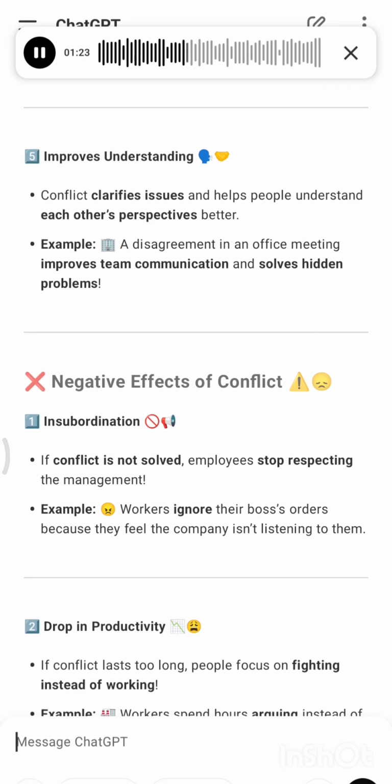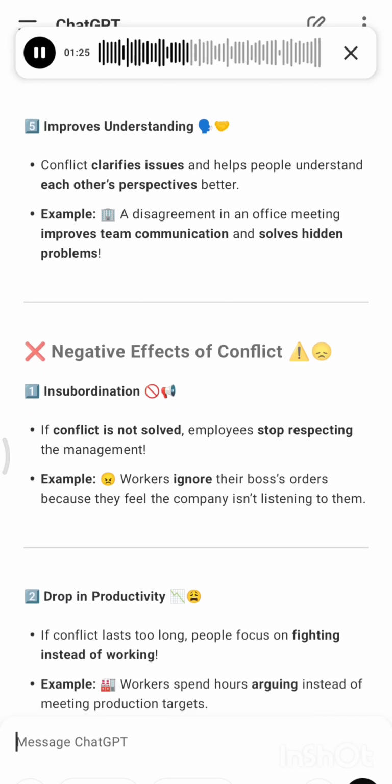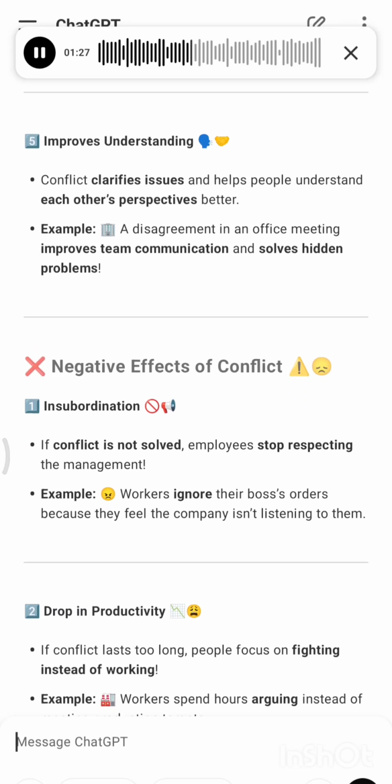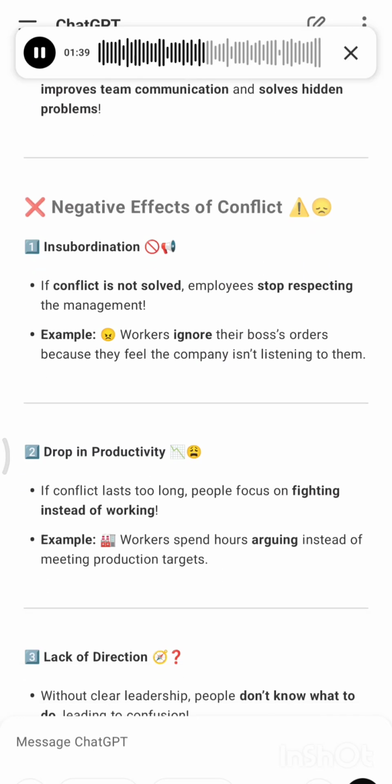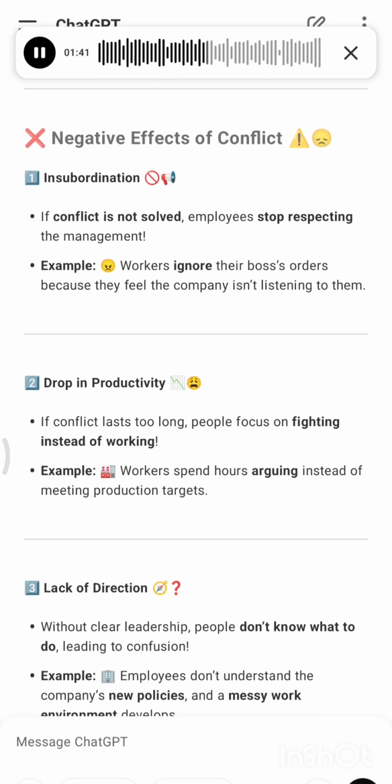Example: rivalry between two football teams makes matches more thrilling for fans and players. 5. Improves understanding. Conflict clarifies issues and helps people understand each other's perspectives better. Example: a disagreement in an office meeting improves team communication and solves hidden problems. Negative effects of conflict.